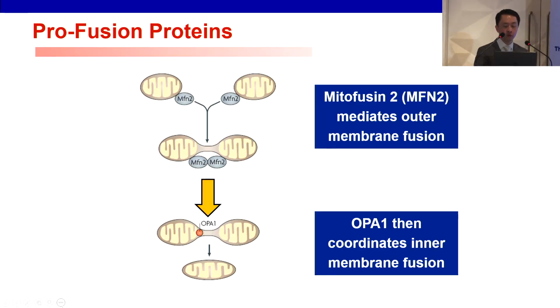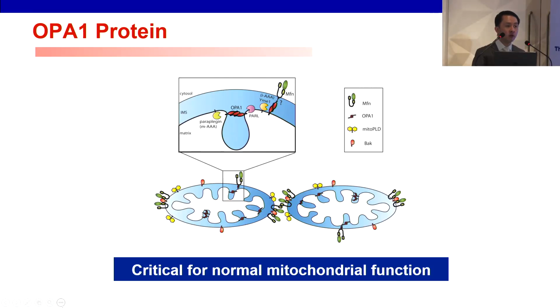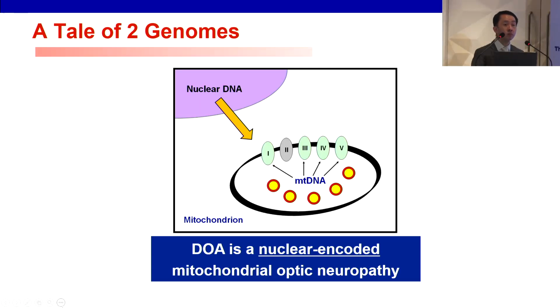So what does the OPA1 protein do? It is a mitochondrial inner membrane protein. It is involved with a number of biological functions which all contribute to normal mitochondrial function. And if for whatever reason you have a defect in the OPA1 gene, you end up with a defective OPA1 protein or not enough OPA1 protein, and you get a decrease in the amount of ATP being produced. The other downstream effect is increased levels of reactive oxygen species. Compare this with Leber's optic neuropathy, which is a mitochondrial primary disease. Dominant optic atrophy caused by OPA1 is a nuclear encoded mitochondrial optic neuropathy. So this is quite a nice example of both.